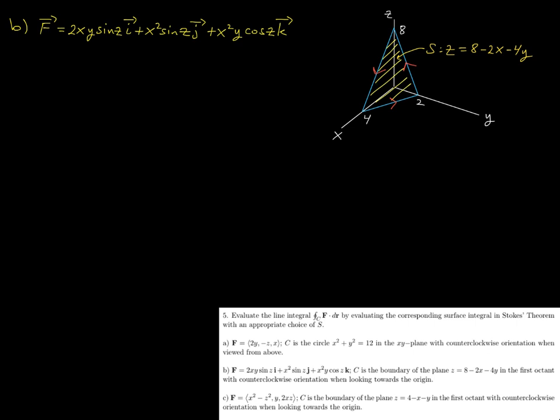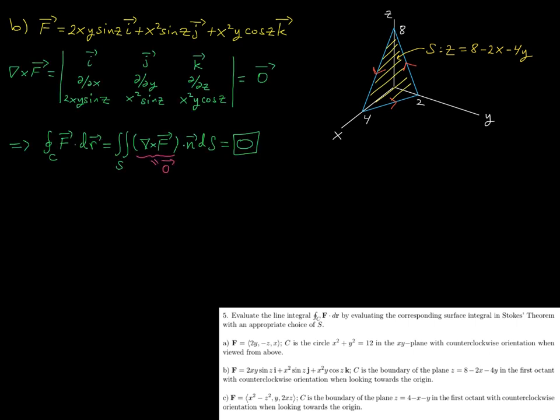All right, so now let's go ahead and compute the curl of the vector field. And when you do this, very nicely, you find that the curl is just 0. So Stokes' theorem then implies immediately that the line integral over this path C is equal to the surface integral of the curl of our vector field. But since that's 0, then the line integral is equal to 0.